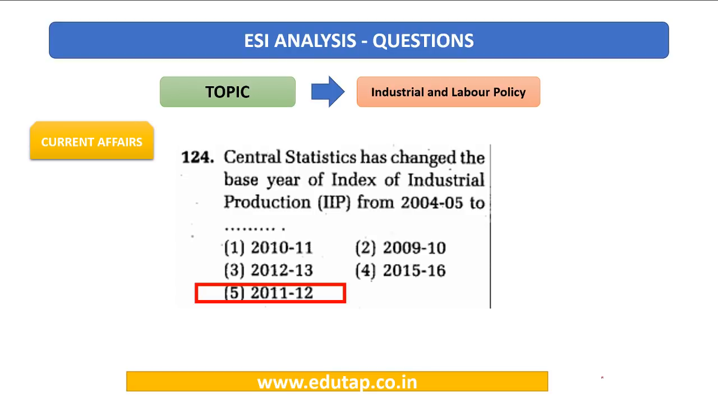Now, though IIP is a static concept, still they have asked a question which was related to the change that was made in the base year. So basically, they have framed a question from the important announcement. So automatically this question becomes a part of current affairs, right? So you need to make sure that whatever changes the government is doing, you should keep a tab on it.